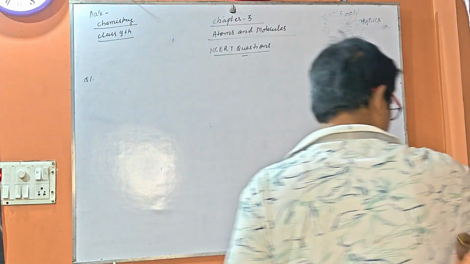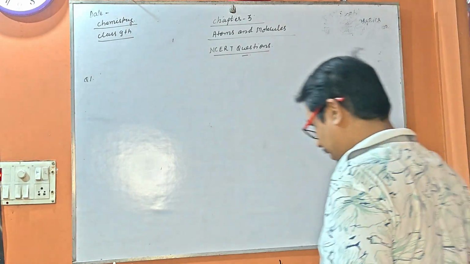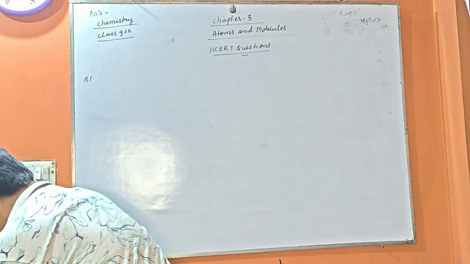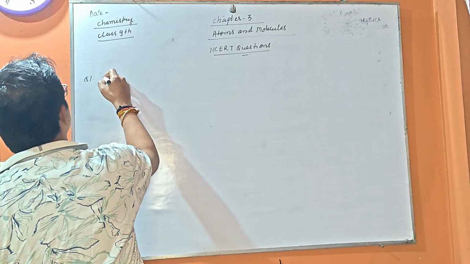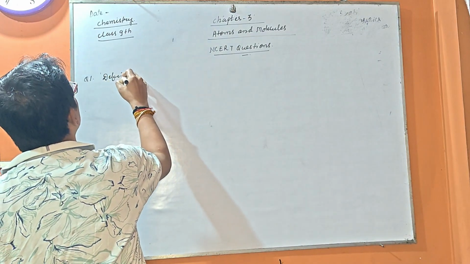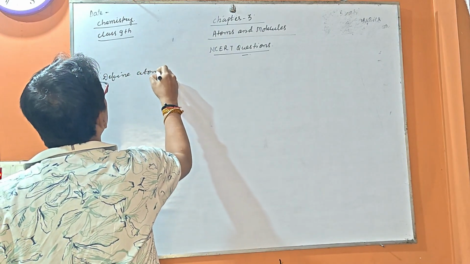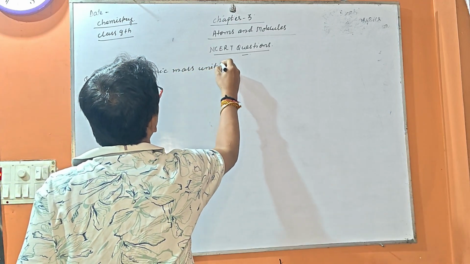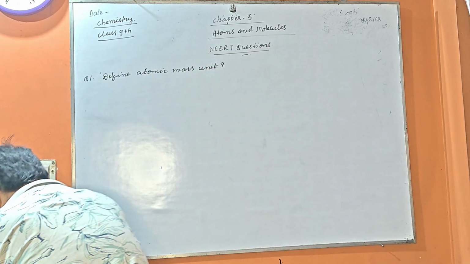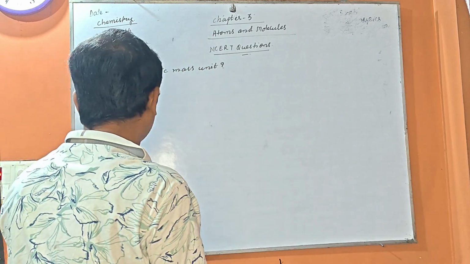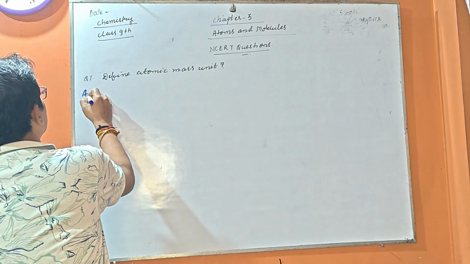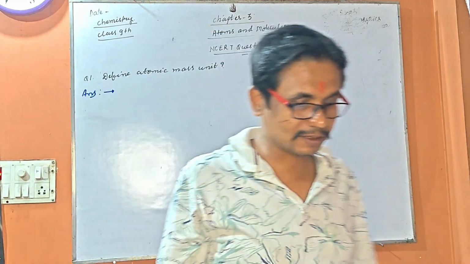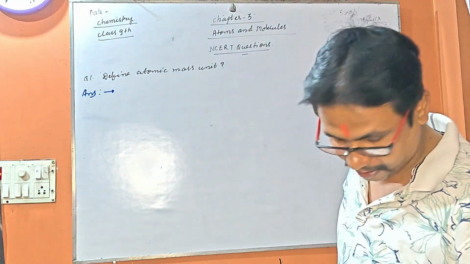Question number 1. Define atomic mass unit. The first point is the atomic mass unit. We already discussed the atomic mass unit, the 1/12 part of the carbon-12 atom, which we already know.